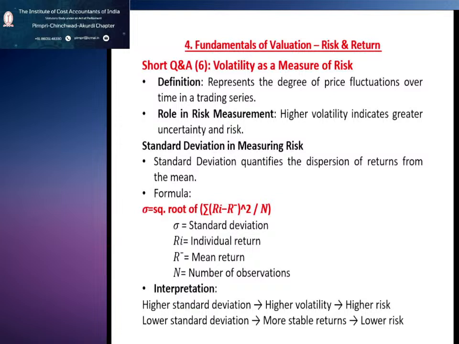Typically higher volatility indicates greater uncertainty and risk. So for such volatility, standard deviation is used in measuring risk. Standard deviation quantifies the dispersion of returns from the mean. How much dispersion of the returns from the mean return has happened is what standard deviation measures. Formula wise, standard deviation is equal to the square root of the summation of (Ri minus R bar) squared divided by n. Ri is the individual return, then the mean return. So how much deviation or dispersion has happened is Ri minus R bar, divided by the number of observations considered to arrive at a particular deviation, or the mean for that matter.